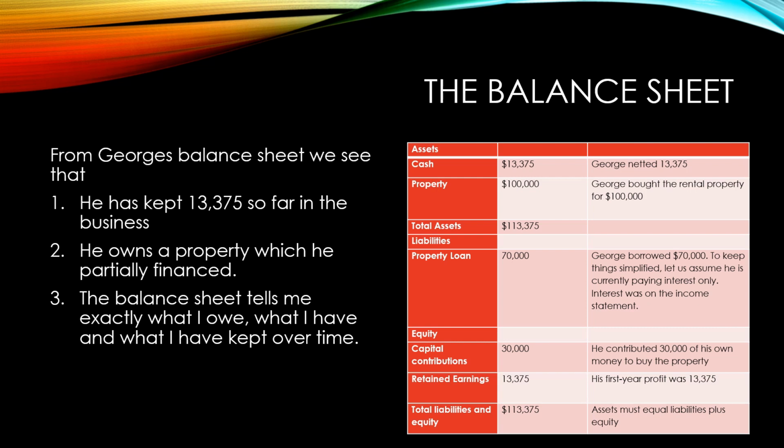Assets must always equal liabilities plus equity. So that means assets have to be financed with either debt or equity. That's the only 2 ways, which is what the balance sheet tells you: what you have, your assets, and how did you get it? Did you use capital contributions or did you use debt to get it? Or did you get it from your retained earnings?